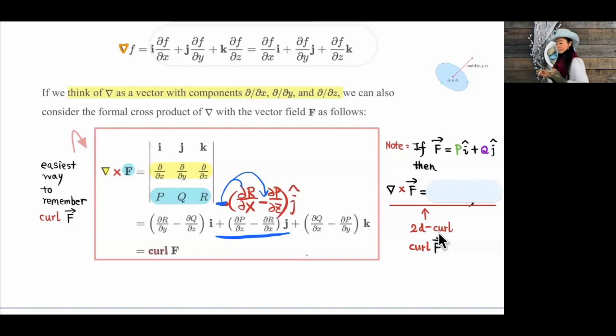Anybody? Anyone? What do we do when you have only two components? What happened to the third component? Equal to 0. Yeah, very good.